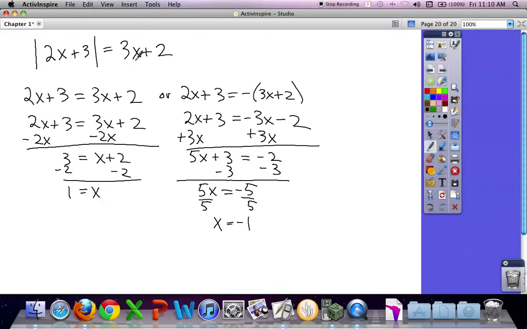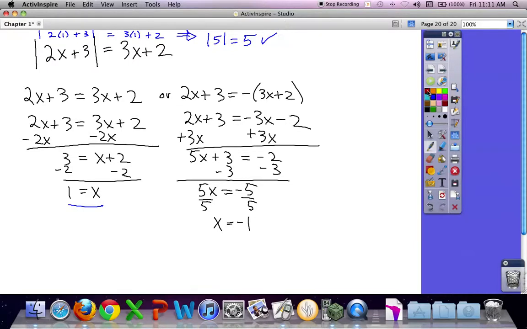So let's see. Let me substitute in blue above just so I can stay in the same slide. Here, the absolute value of 2 times 1 plus 3 equals 3 times 1 plus 2. Right, that's substituting that answer. So that's 2 times 1 is 2 plus 3 is 5 equals 3 plus 2 is 5. So this is telling us that the absolute value of 5 equals 5. And that's true, so that checks.